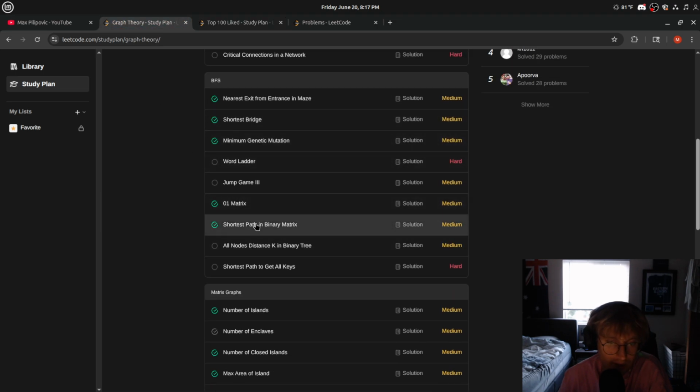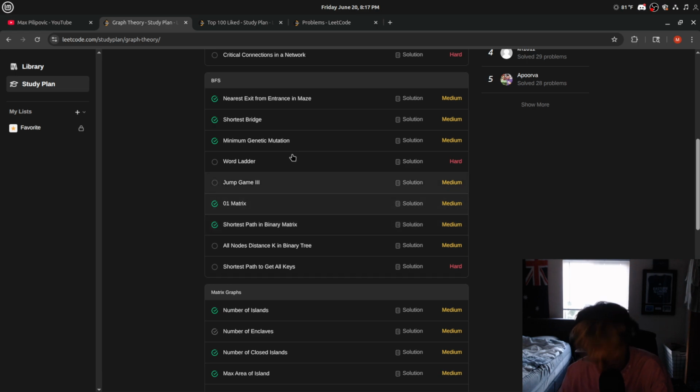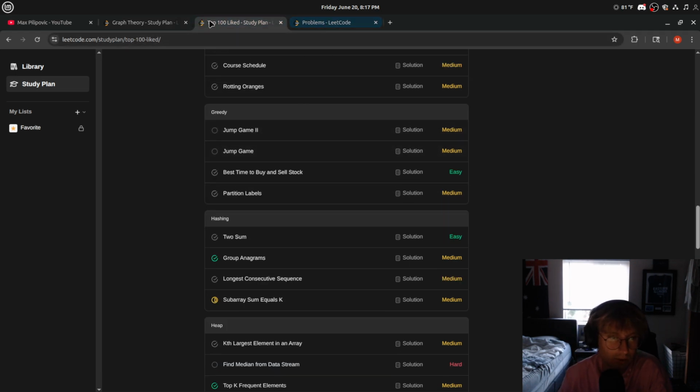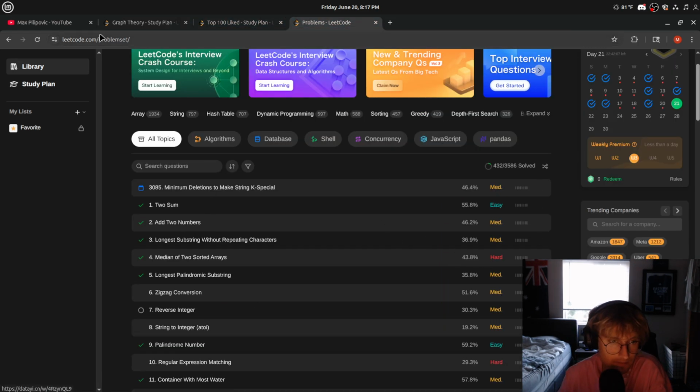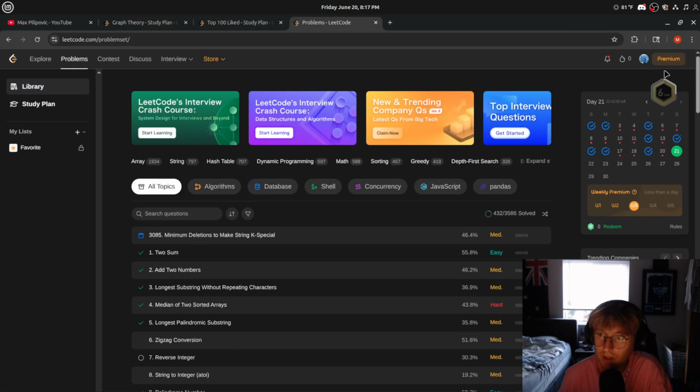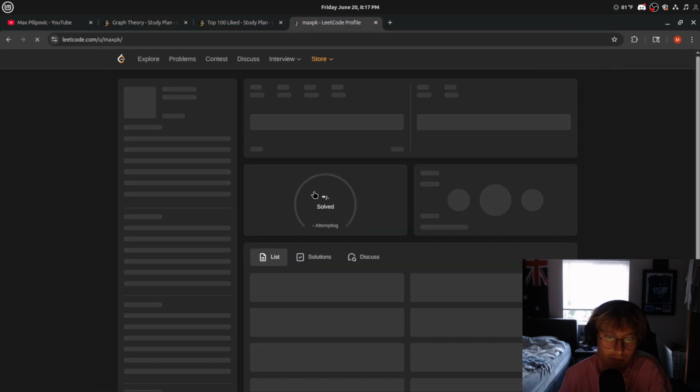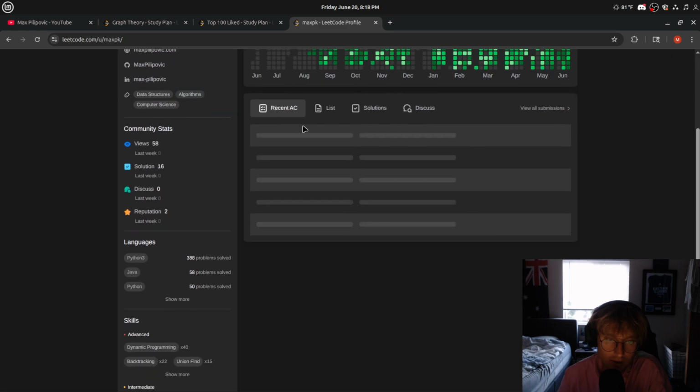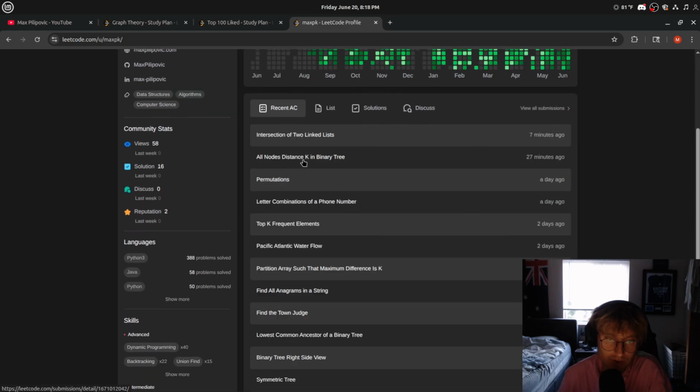We looked at the, which one was it? Oh man, I have to go back to my profile. What do we look at here? We looked at all nodes distance k in binary tree.